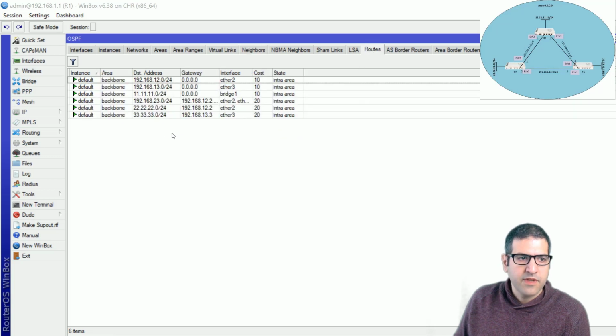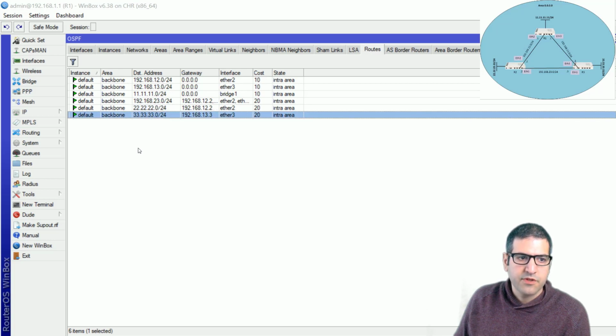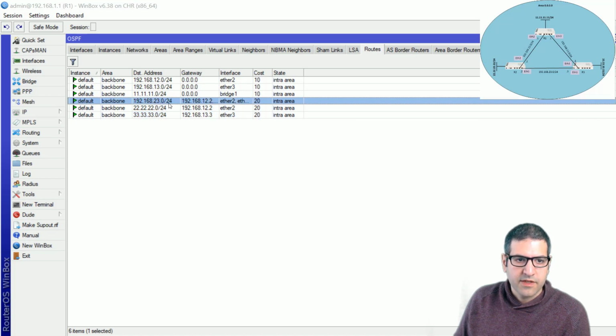And for the routes, we can see here directly that router 1 now knows about this bridge interface from OSPF of router 2, and this is the bridge interface of router 3. Okay, and also the link between router 2 and router 3. You can see over here that the state is intra area, because those routes are inside the same area, which is the backbone area. Okay, so we go to router 2.